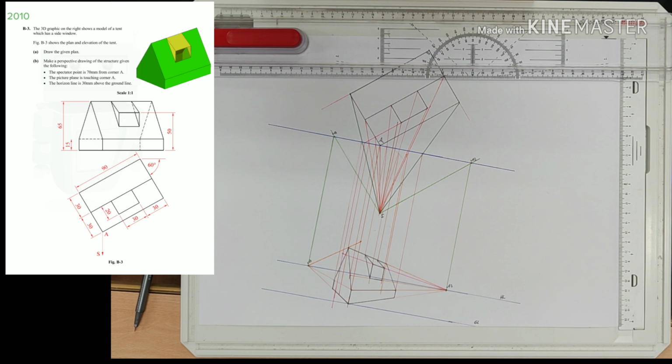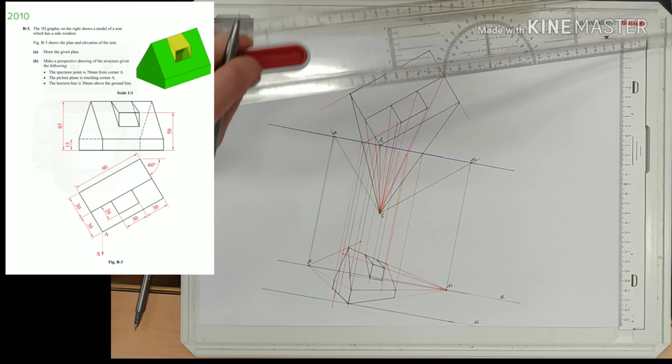Okay, so that's your ordinary level 2010 question fully complete.